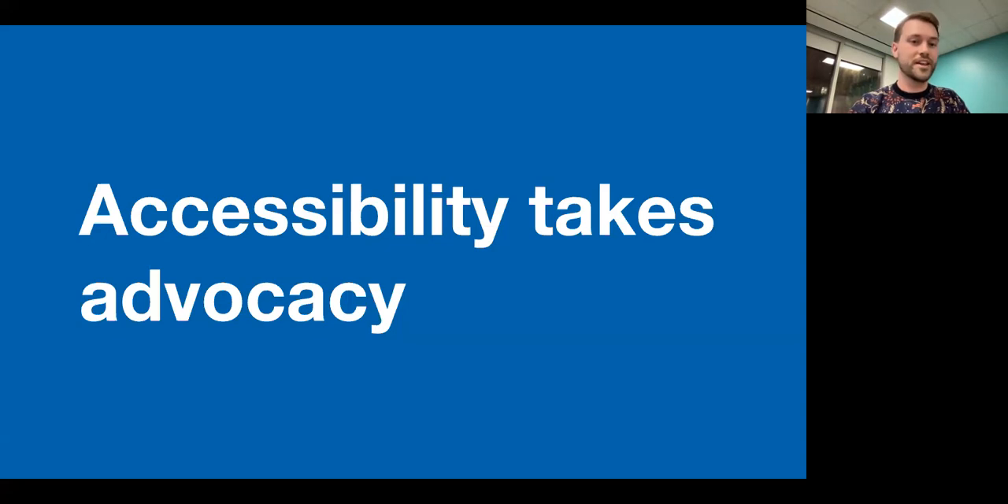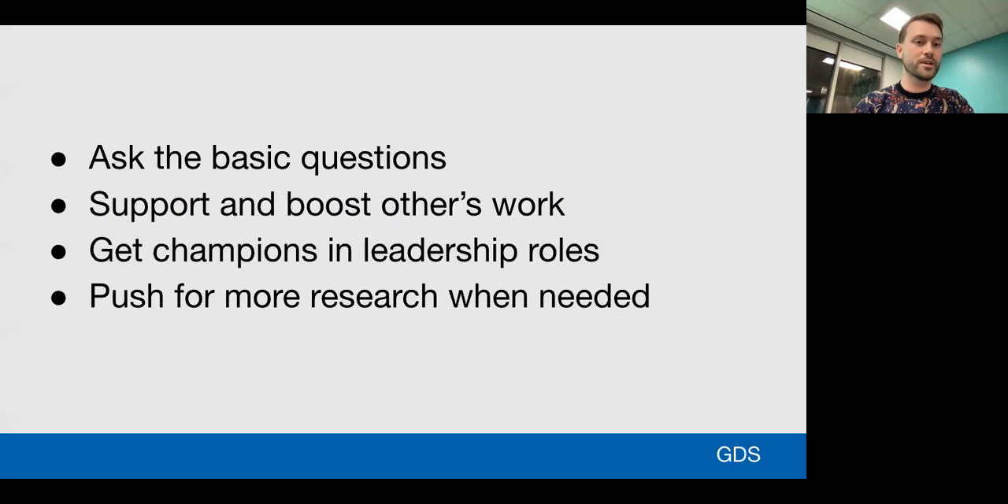All right, next broad statement is accessibility takes advocacy. So it's not just good enough to do accessibility. Well, that is good. But in order to do it on the scale of a government, you also need advocacy. You need champions. You need to support it across the government.